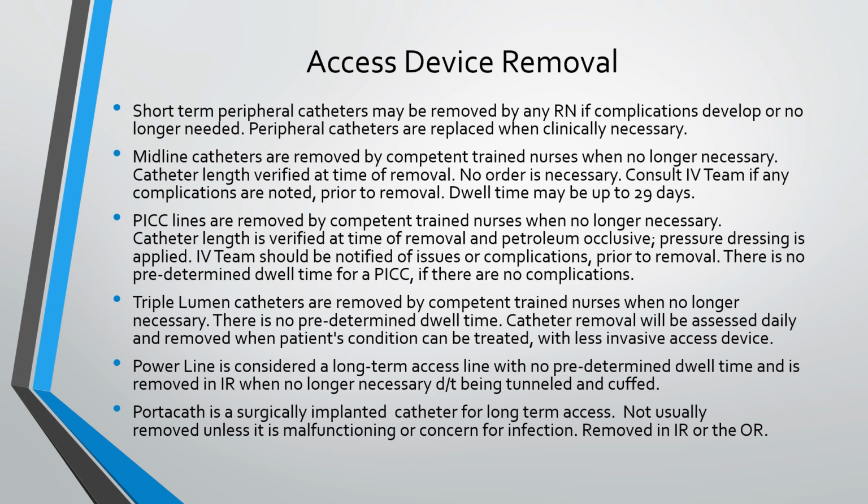Triple lumen catheters are removed by competent trained nurses when no longer necessary. There is no predetermined dwell time. Catheter removal will be assessed daily and removed when the patient's condition can be treated with a less invasive access device. A power line is considered a long-term access line with no predetermined dwell time and is removed in IR when no longer necessary, due to being tunneled and cuffed.